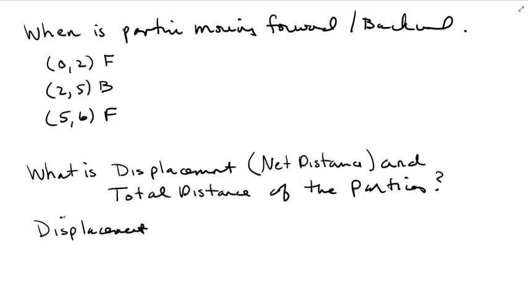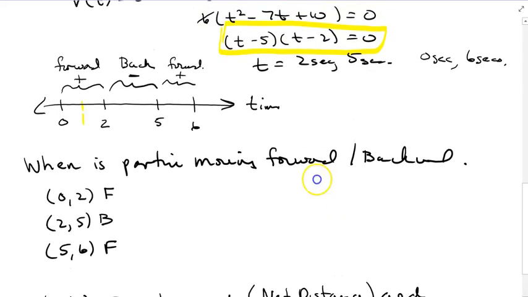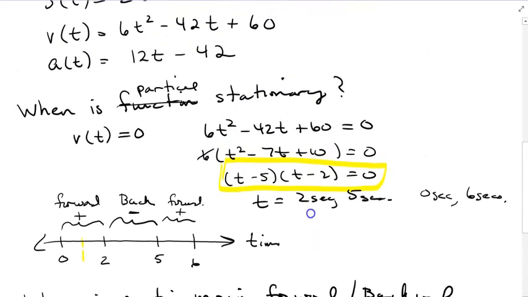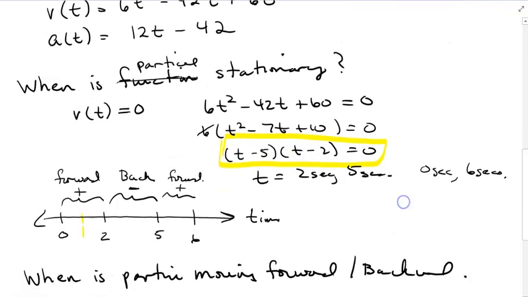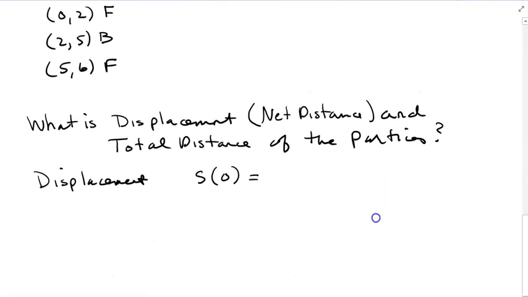We need to use our position functions to talk about distance. In other words, hey, what is the position at 0? What was my initial position? So you have to go back. You should have it on your paper. I'll scroll up for a second. And clearly look at your position function, which is 2t cubed minus 21t squared plus 60t, and plug in 0, and you can see right away that you're just going to get 0 because everything's going to cancel away.